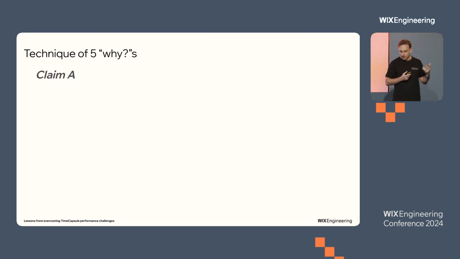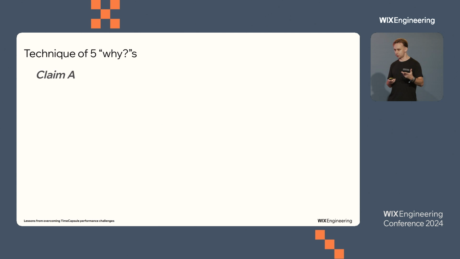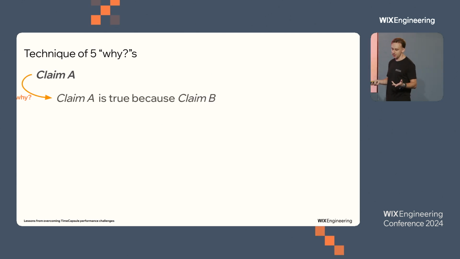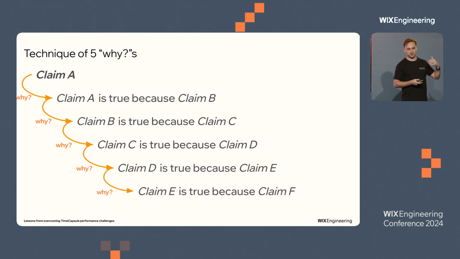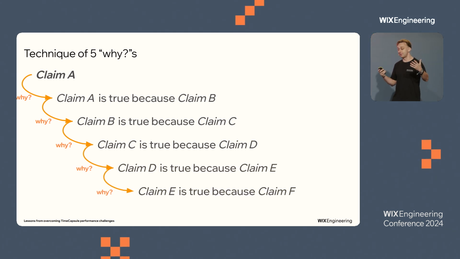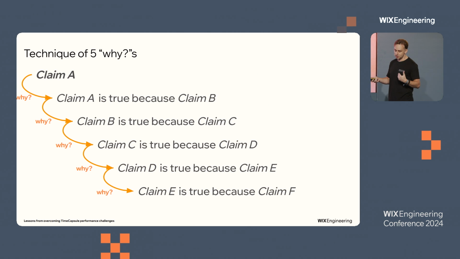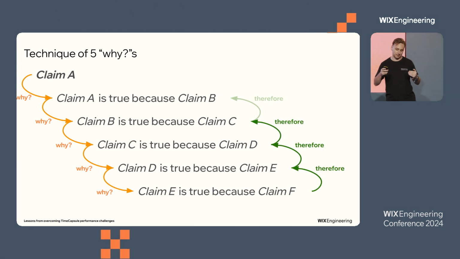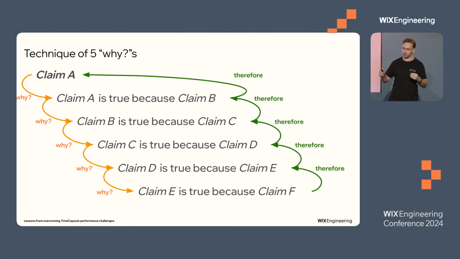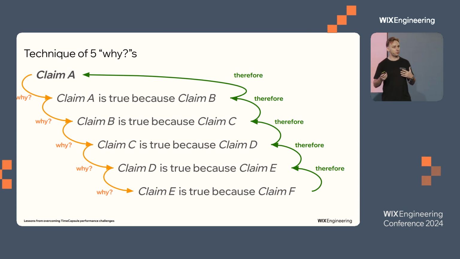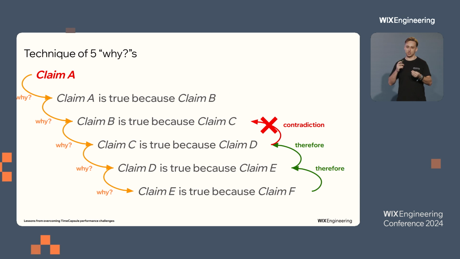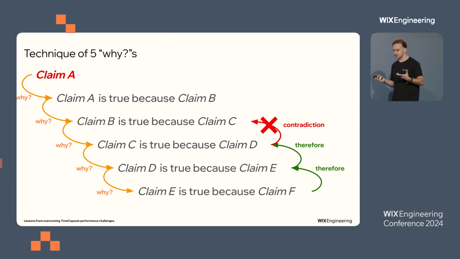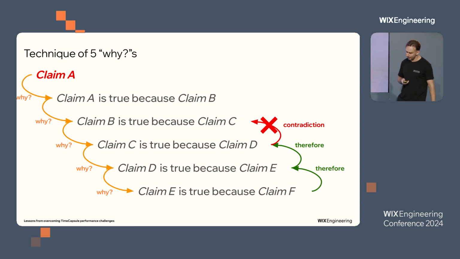So what it is: if anyone makes a claim, you should ask why this is true. A is true because of B. Then why is B true? And you should continue doing this for at least 5 times, or until you reach some coherent chain of reasoning from your final claim F to your original claim A. And this would mean that probably your claim A is true. Or you may discover some contradiction in your reasoning. And this would mean that claim A is probably false.